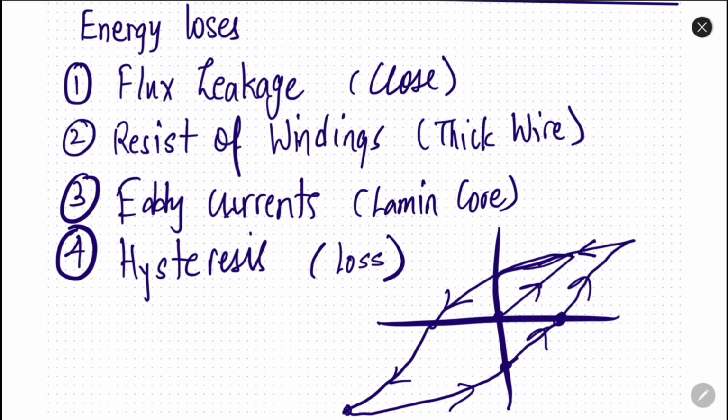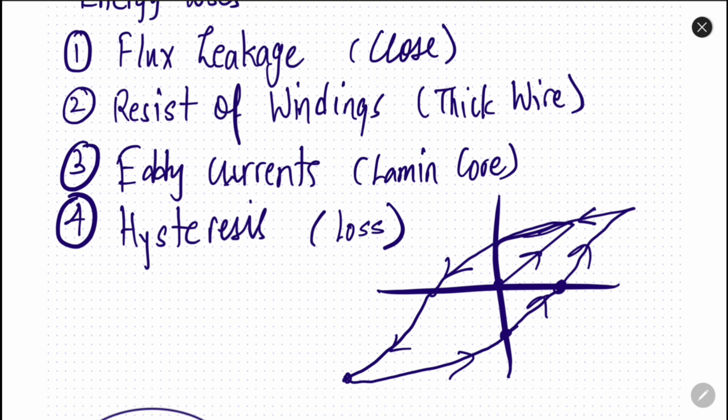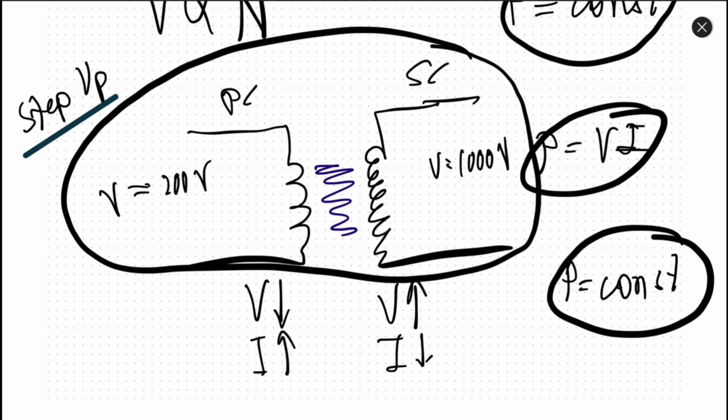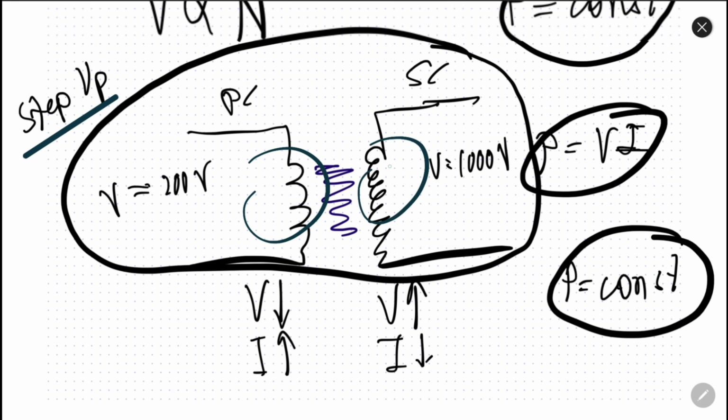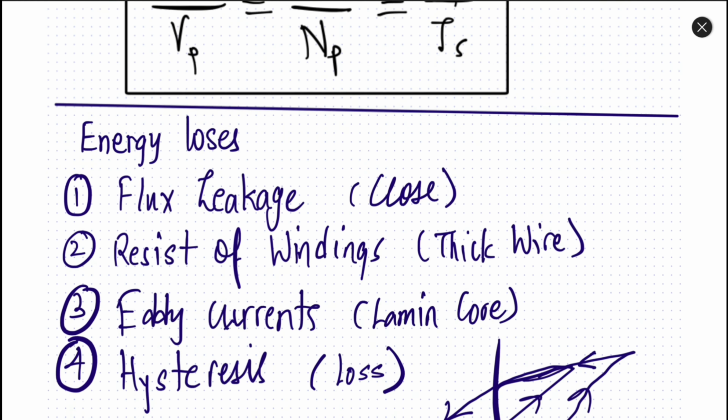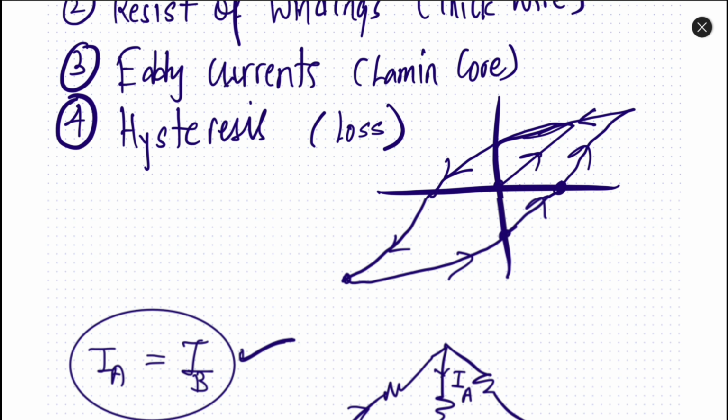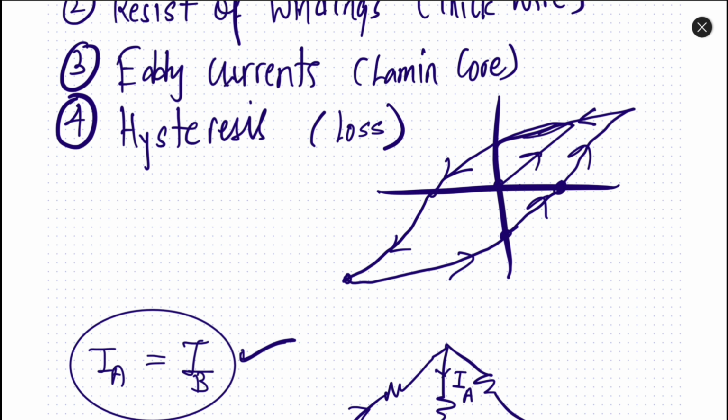So what is hysteresis loss? Once these coils are there, because of the presence of current, the coil becomes magnetic. When the current is there, the coils become magnetic. When the current increases, magnetism increases. When current decreases, magnetism decreases. But it is not the case that when the current becomes zero, all the magnetism will be lost.